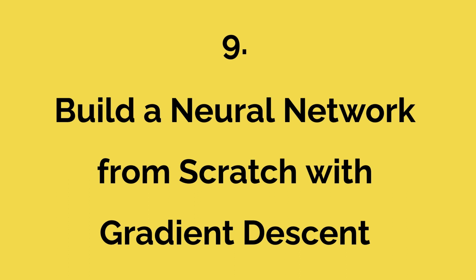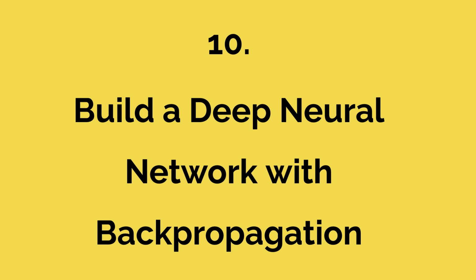We'll learn how to reduce a neural network's errors step by step manually, but then we'll also learn how to use gradient descent to reduce a neural network's error and therefore make more accurate neural networks with more efficiency on our end. And our final project is going to be to build a deep neural network with back propagation.